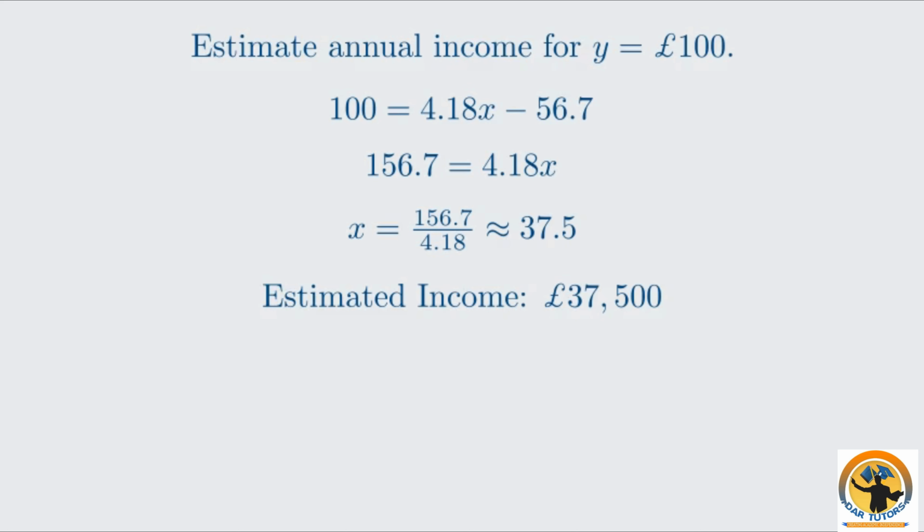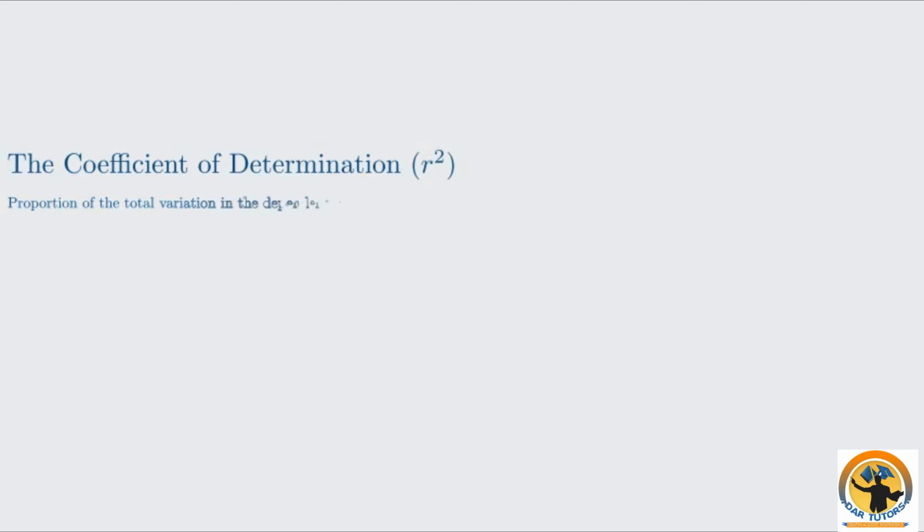Now, let's turn our attention to the coefficient of determination, a crucial measure of the strength of a linear model. The coefficient of determination, denoted r², tells us what proportion of the total variation in the y variable is explained by the variation in the x variable. Let's visualize this with a new scatter diagram with two lines. The horizontal red line represents the mean of the y values, y bar. The vertical distance from a data point to this line represents the total variation of that point from the mean, or yi minus y bar.